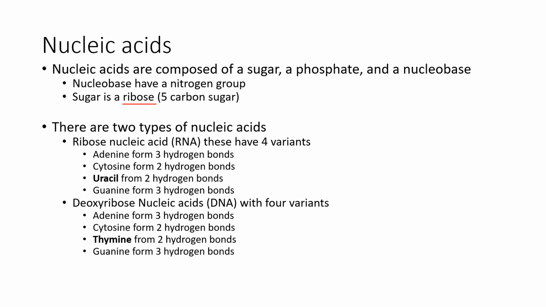And there are 2 nucleic acids that we deal with. One of them is called ribonucleic acid, which tells you the sugar is ribose and it's a nucleic acid. And there are 4 variants based on the nucleotide base that's associated with it. You have adenine, cytosine, uracil, and I put it in bold for a reason, and guanine. Now, if you look at this, adenine forms 3 hydrogen bonds, cytosine forms 2, uracil forms 2, guanine forms 3.